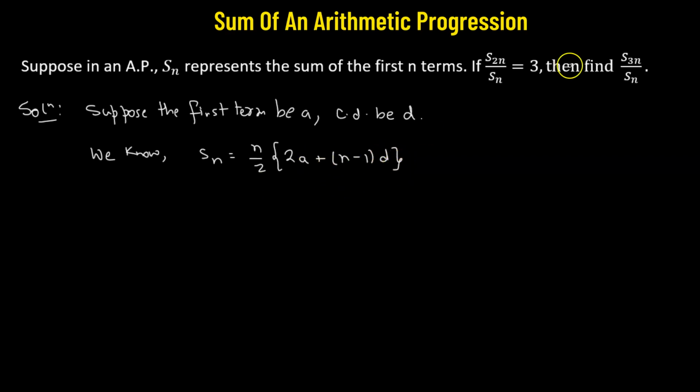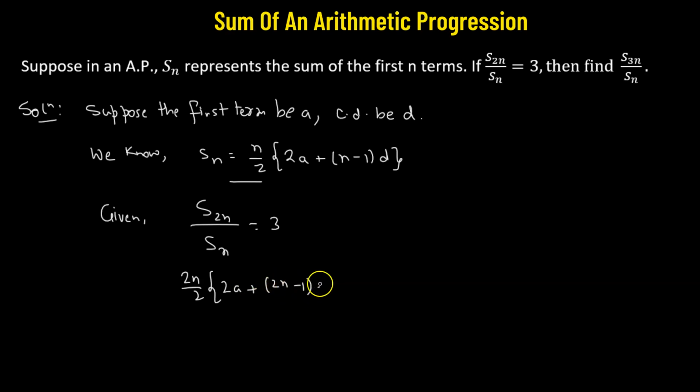Now, using this fact, let's come back to our ratio. It's given here that the sum up to the 2n terms divided by the sum up to the n terms is 3. So for the sum up to 2n terms, using the same formula, we'll have 2n over 2 multiplied by 2a plus 2n minus 1 times the common difference d, whole divided by the sum of the n terms. Up to n terms, we have n over 2 multiplied by 2a plus n minus 1 times the common difference d. So this has a value of 3.